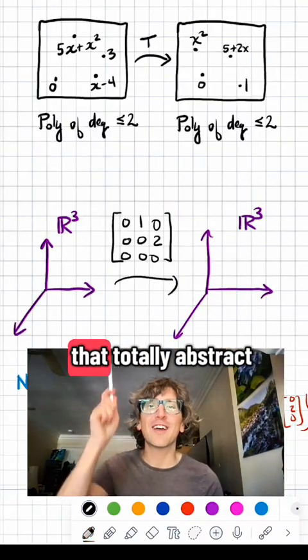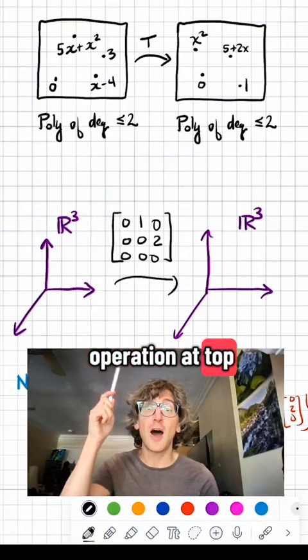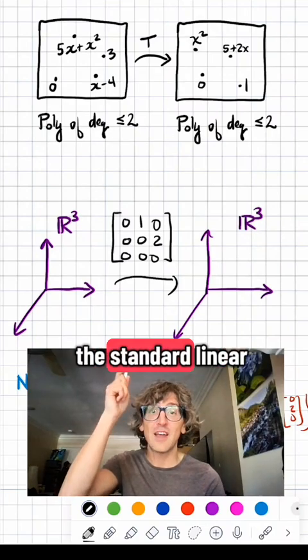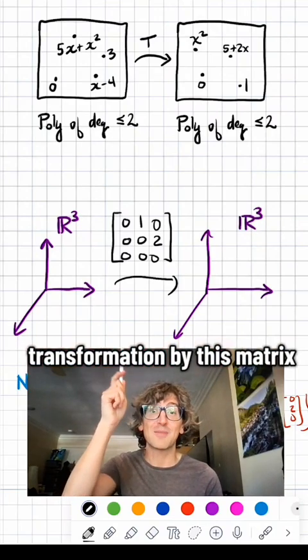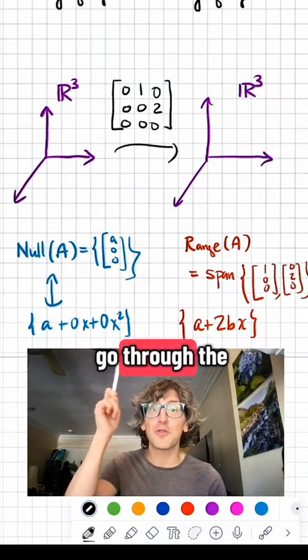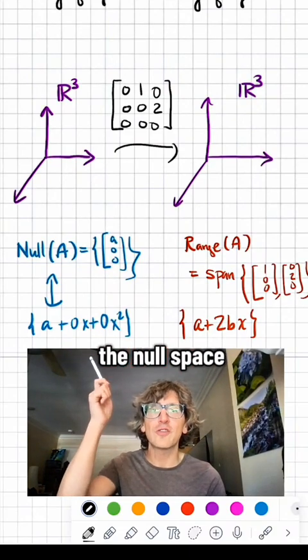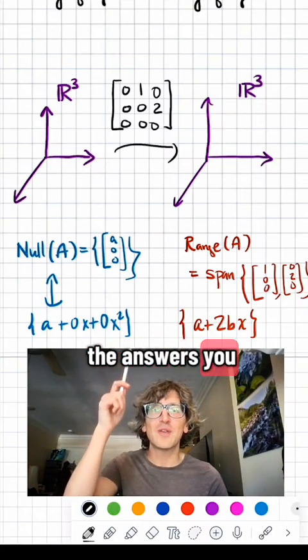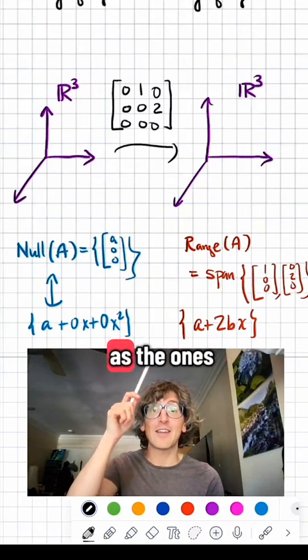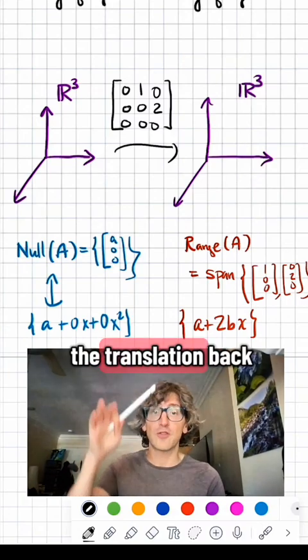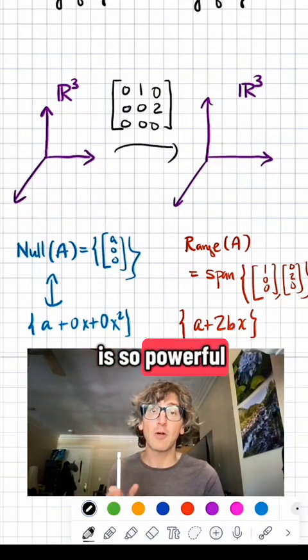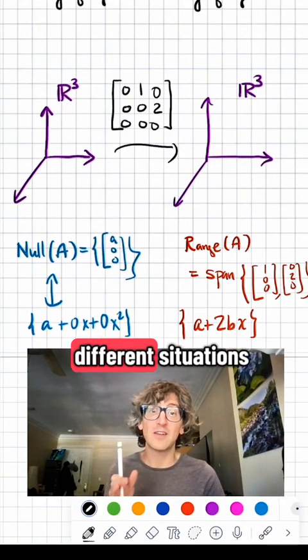So in other words, that totally abstract operation at top about polynomials and derivatives is really the same as just the standard linear transformation by this matrix. In fact, if you want to go through the algorithms you learned for finding, say, the null space or the column space or the range of a matrix, you'll see that the answers you get are exactly the same as the ones we got before once you do the translation back to polynomials. This is why linear algebra is so powerful, because it applies in so many different situations.